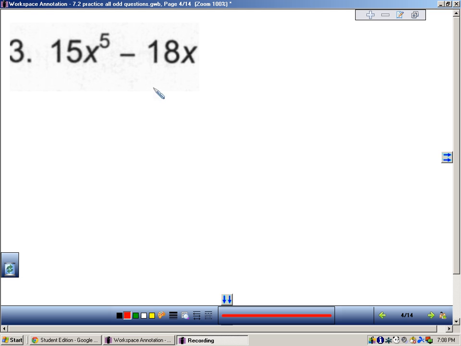Okay, so here it looks like the GCF of the coefficients is going to be 3. And then the GCF amongst the variables is x. So this is 3x. So I'll factor out a 3x. It's going to be 5x to the 4th minus 6.